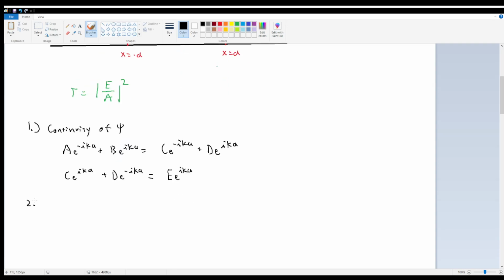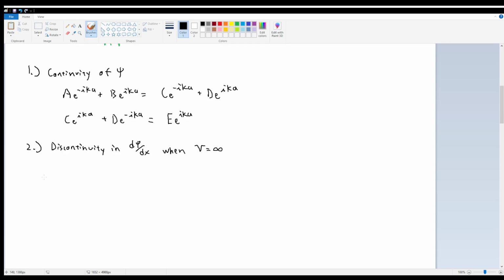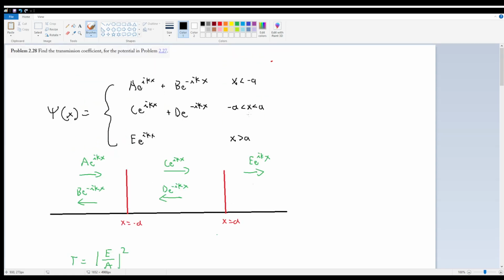The second thing is discontinuity, as before, in d psi dx when potential is equal to infinity. So once again, the thing here that we follow is that the difference in the derivative at some critical point x is equal to negative 2m alpha divided by h bar squared multiplied by psi at that critical point. So if we have psi of x looking like this, then if we want d psi of x, well, d psi by dx is going to be, let's see.